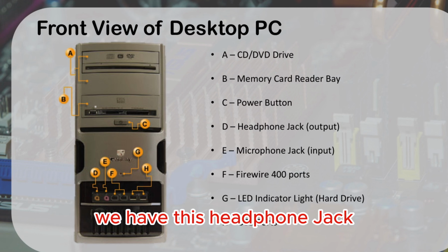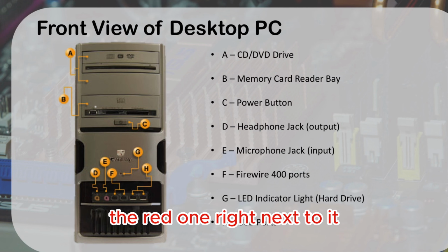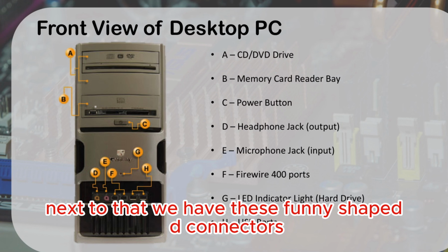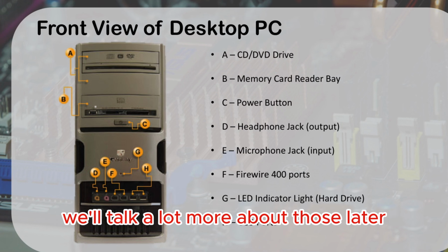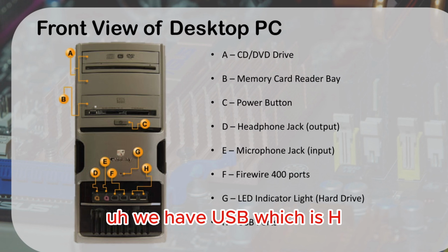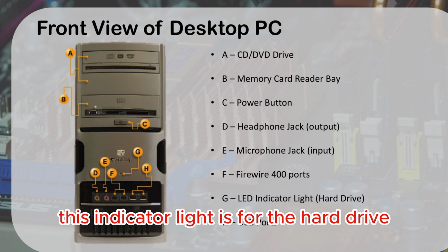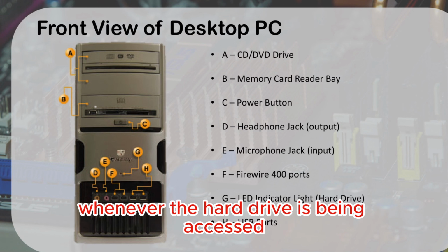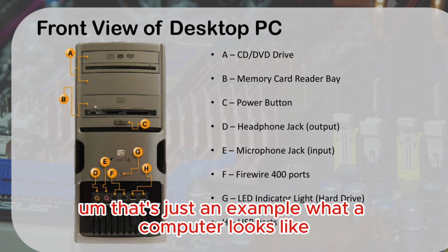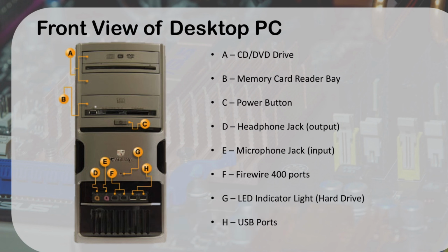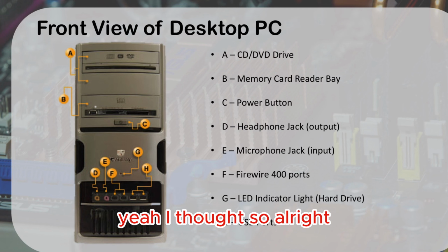Going down to D, we have this headphone jack. The red one right next to it, or pink one, is the microphone jack. Next to that, we have these funny shaped D connectors, which are called Firewire ports. We'll talk a lot more about those later. We have USB, which is H, which you guys are probably very familiar with. And this little G, this indicator light, is for the hard drive. Whenever the hard drive is being accessed, you get that blinky red light going on. That's just an example of what a computer looks like. I know you all have seen computers before, right? Yeah, I thought so. Alright.